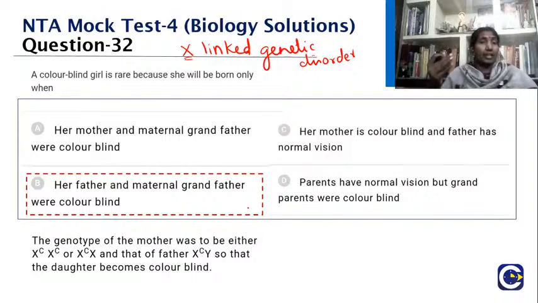So the maternal grandfather would have been colorblind, and the mother was a passive carrier. And her father is also colorblind. Then she has every possibility of developing colorblindness. So that should be the answer.